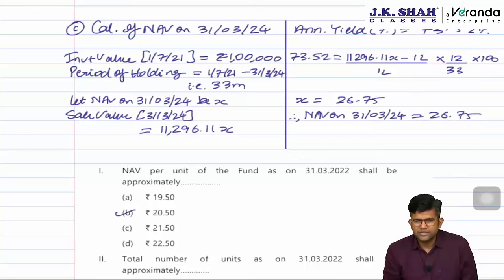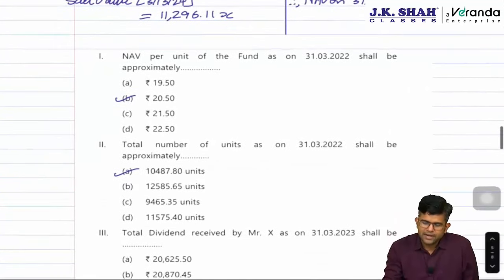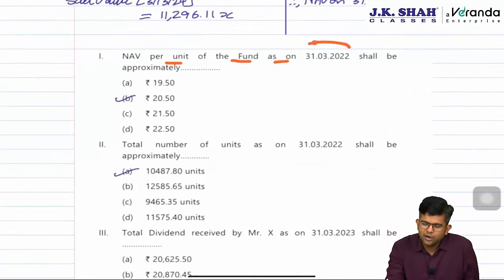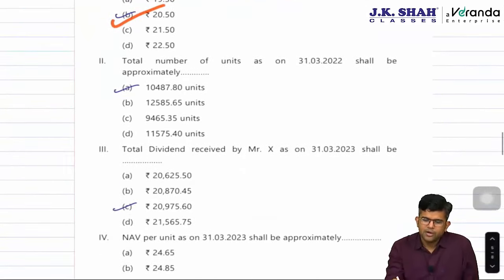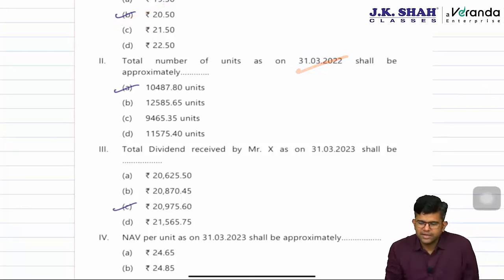Now that we have cracked the question, let's see what MCQs they are asking. They are asking what is the NAV of the fund on 31/3/22. The first NAV we found, that was 20.5. Total number of units on 31/3/22.